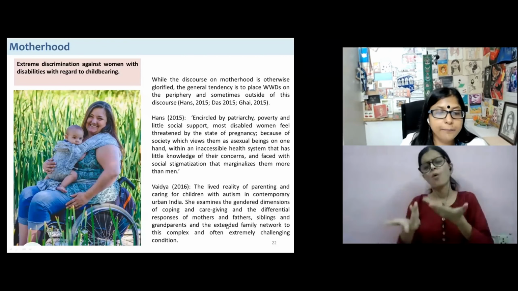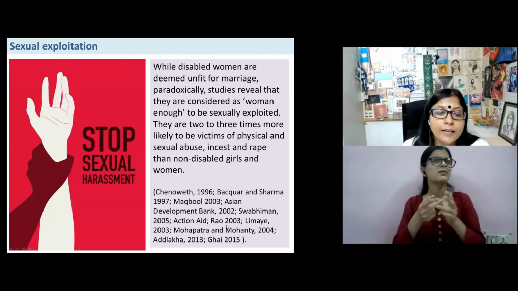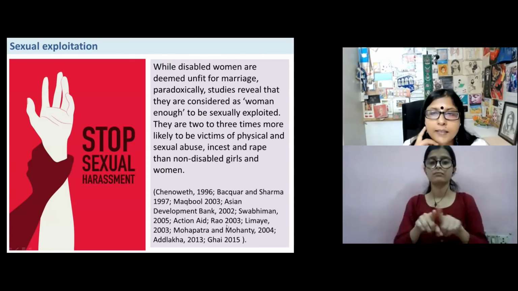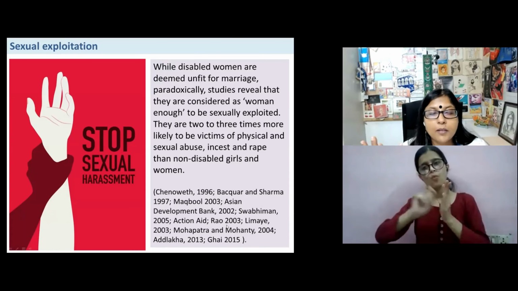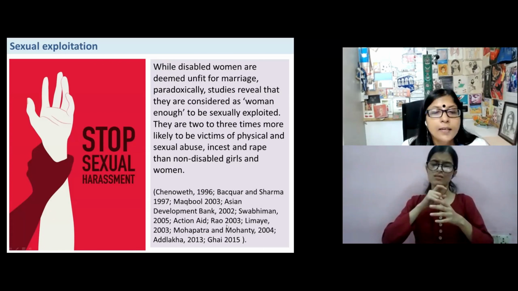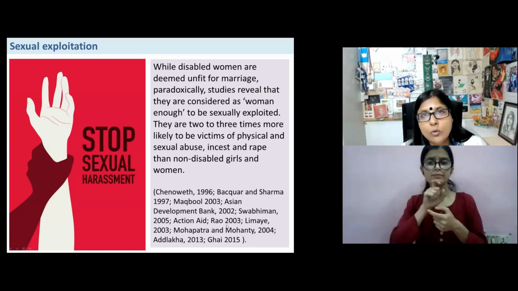So, my next point is that while disabled women are deemed unfit for marriage, paradoxically, studies reveal that they are considered women enough to be sexually exploited. And sexual abuse is considered as acceptable, normal, and so unavoidable. In fact, Mahapatra and Mahanti, in the context of Odisha in 2004, wrote that sexual exploitation is of epidemic proportions. And this can be understood because sexual abuse is less about sex and more about power.